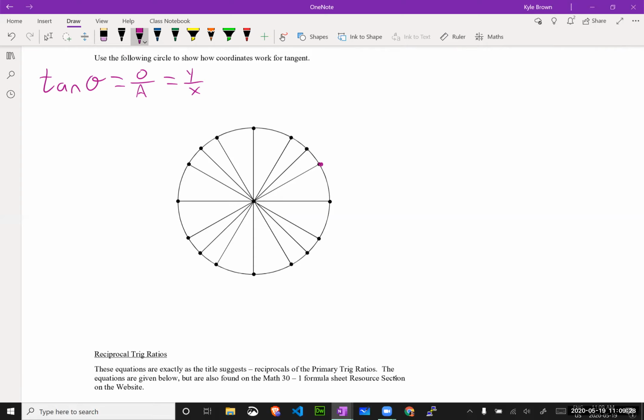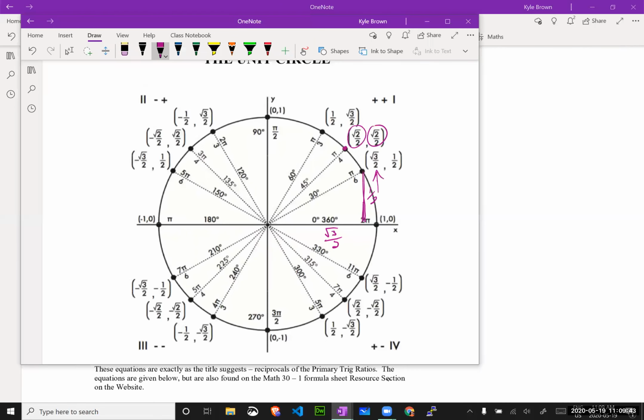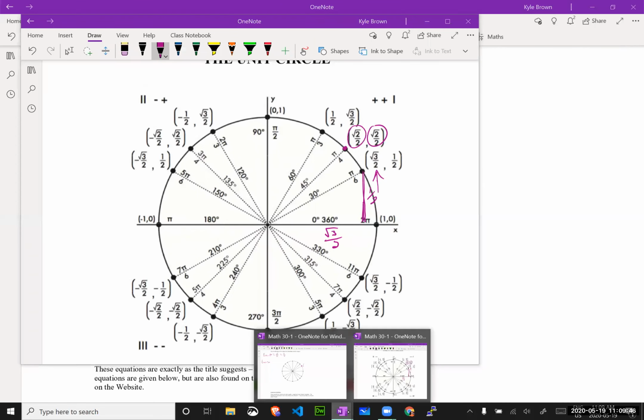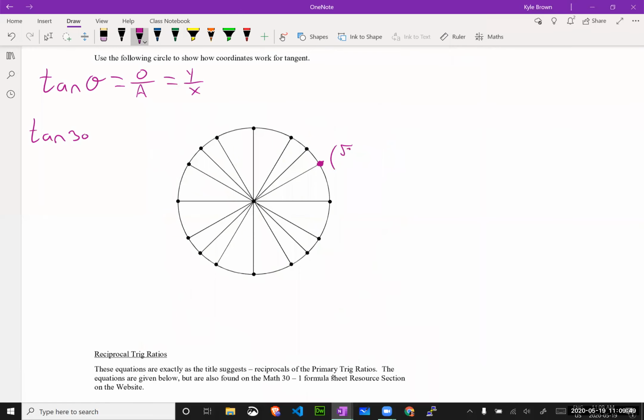So let's try an example, I think that'll help. Let's say tan of 30 degrees. We'll use this point right here, and looking at your unit circle again, I know this point is root 3 over 2, comma, 1/2. Now when I say tan 30, because it's 30 degrees, that's supposed to be equal to y over x. Well, that's just 1/2 over root 3 over 2.